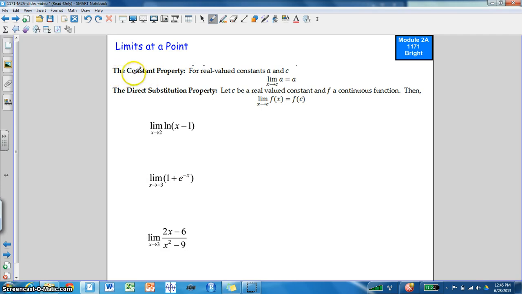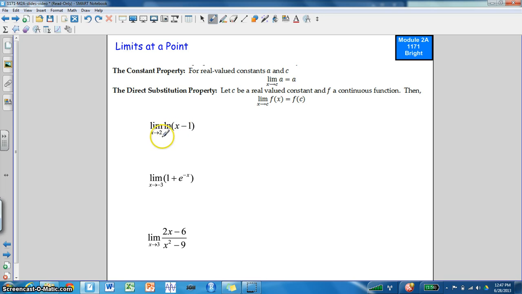If we use these couple nice properties, the constant property, so if you have a limit of a constant, it's just the constant, and then the direct substitution property, this is where the continuous part comes into play. It says if c is a real number and f is a continuous function, then we can substitute in the limit value into the function and get out our value for the limit.